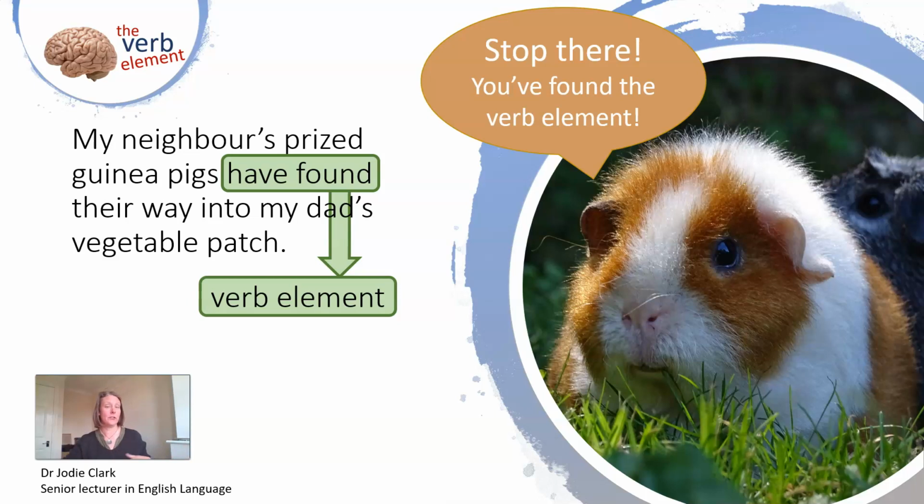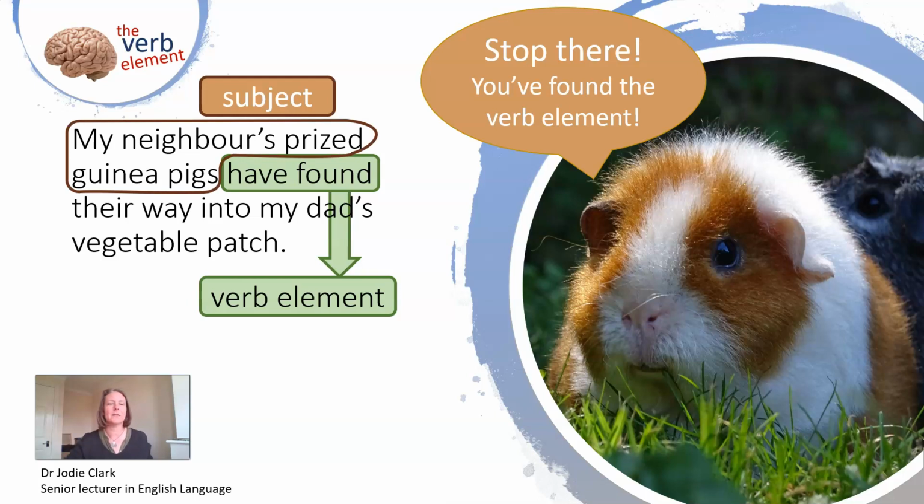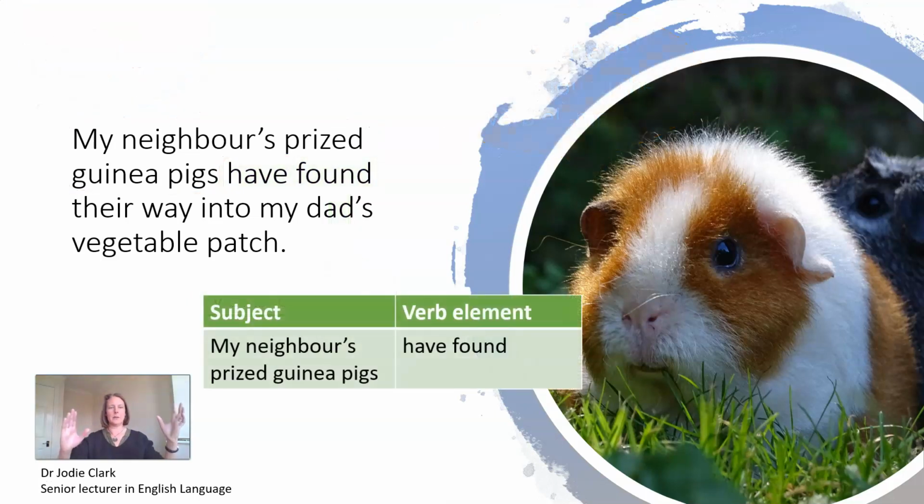And now we can just check, we can add that to what the subject is. My neighbor's prized guinea pigs have found their way into my dad's vegetable patch. Haven't they? They replaces my neighbor's prized guinea pigs. That's the subject. And then if we wanted to make a little chart, we have a nice subject, my neighbor's prized guinea pigs, verb element have found. And once you've found the subject and the verb element of a clause, everything else just kind of gets taken care of for you. It's like doing a crossword puzzle where you find most of the letters. Everything else just falls into place.